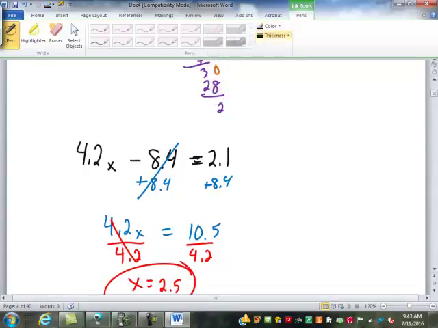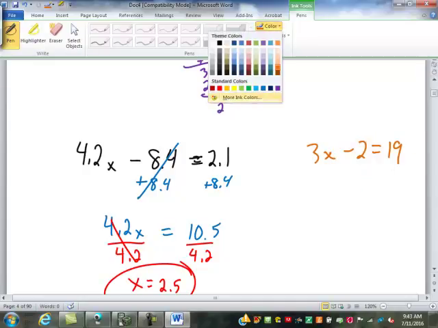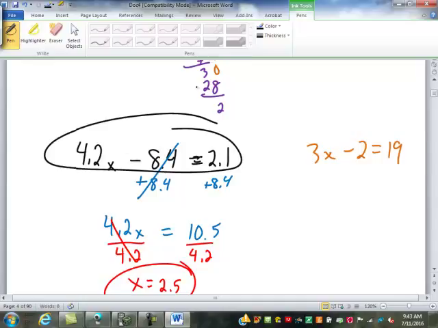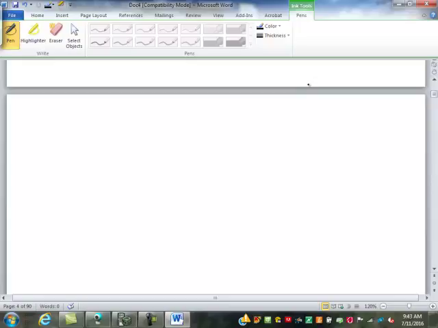It's the exact same steps we would have taken if we'd had something simple like 3x minus 2 equals 19. You would add, then divide. It just looks more complex because we have the decimals in there. So I want you guys to try one here. See how that one comes out.